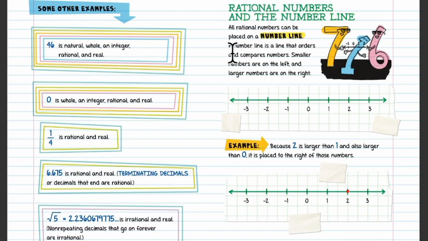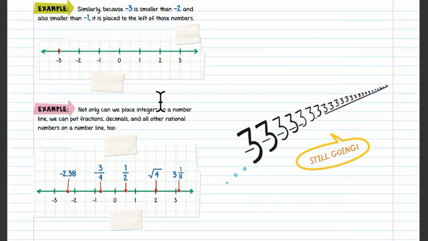All rational numbers can be placed on a number line. A number line is a line that orders and compares numbers. Smaller numbers are on the left and larger numbers are on the right. Example: because 2 is larger than 1 and also larger than 0, it is placed to the right of those numbers. Similarly, because -3 is smaller than -2 and also smaller than -1, it is placed to the left of those numbers.